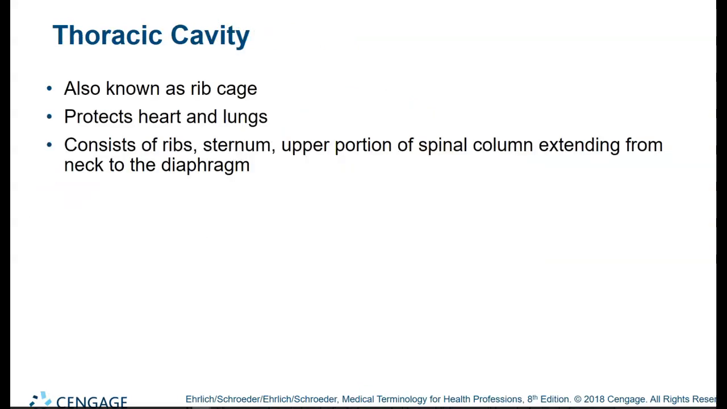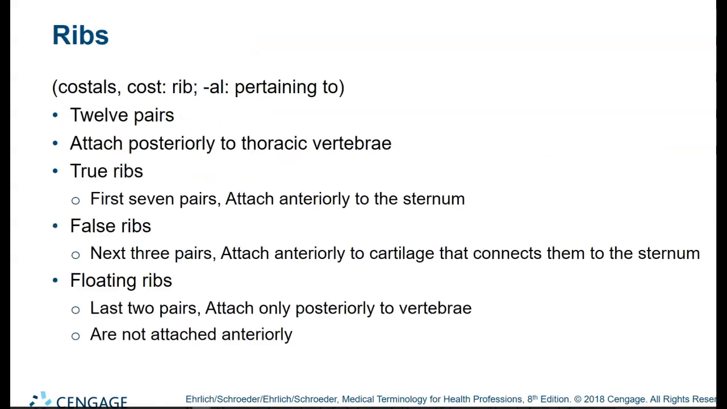Okay. The thoracic cavity is also known as the rib cage. It protects our heart and lungs. So when we look at the ribs, again, we have 12 pairs. There's true ribs, false ribs, and floating ribs. You can look at that in your text to see which ones are where.